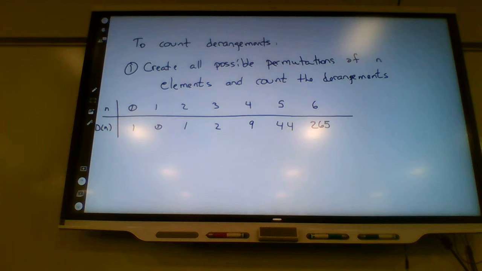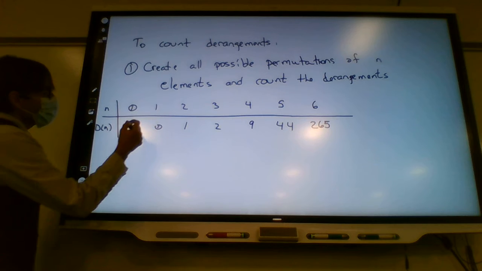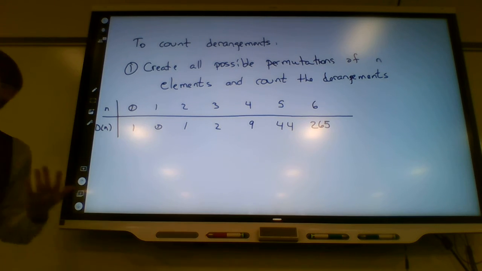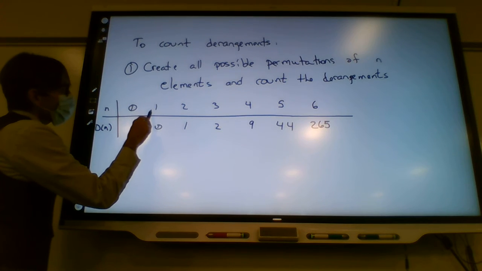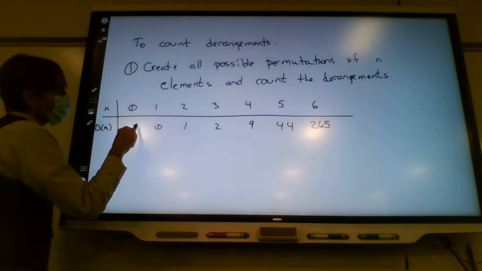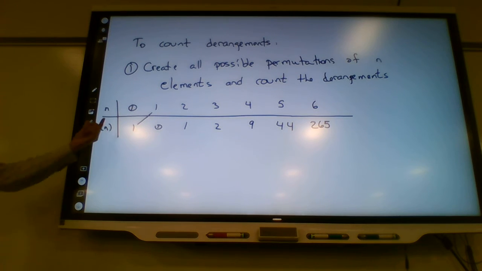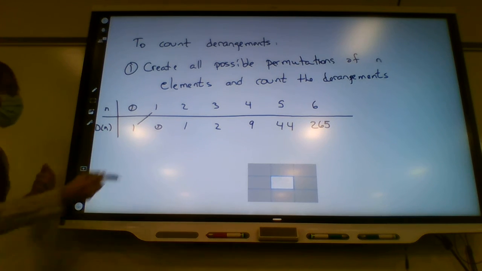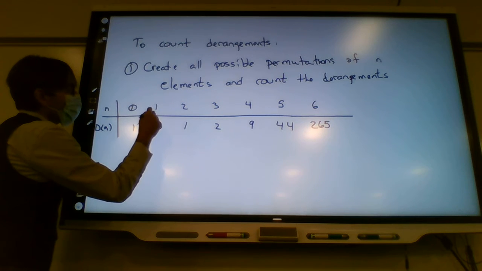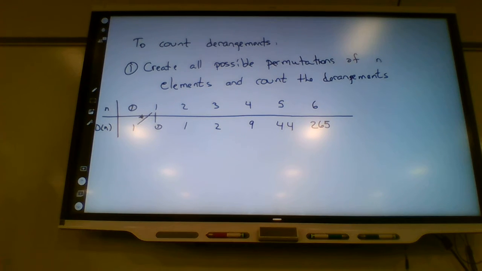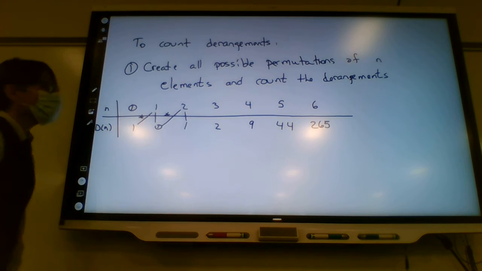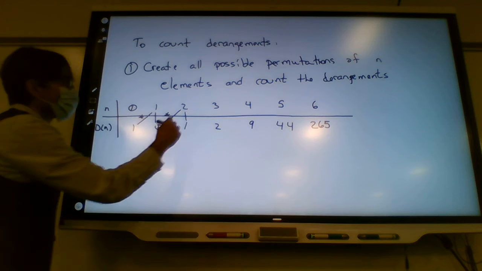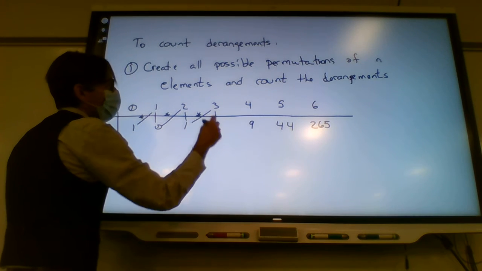Okay, so a couple of people were looking at these numbers and noticed a pattern. You notice that when you're looking at a particular n, if you multiply by the previous value of the number of derangements, so multiply here, and then either add or subtract one. So multiply here, and then add or subtract one. Multiply here, then add or subtract one.